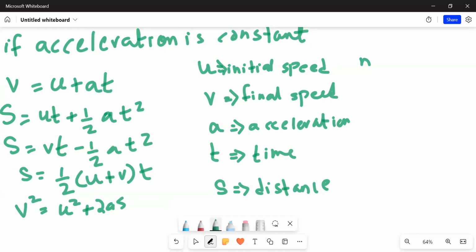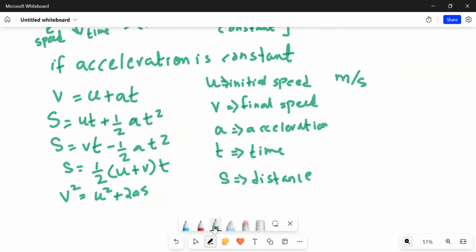Initial speed. Ma'am, ye likhne? Ji ji likh le. Mechanics ke formulas.